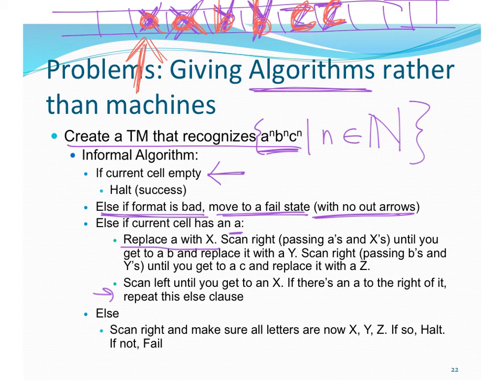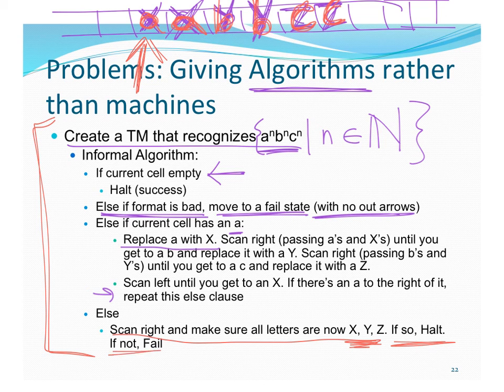And I'm pointing at the top of my string, and I transition to halt. So this is a reasonable algorithm that explains what's going on here, right? Scan right and make sure all the letters are now X, Y, Z, because if anything's not X, Y, Z, then we have a problem. Here I said if so, halt, if not, fail. What we actually did is, if so, we turned X's back into A's and Y's into B's and Z's into C's, and then we halted, right?